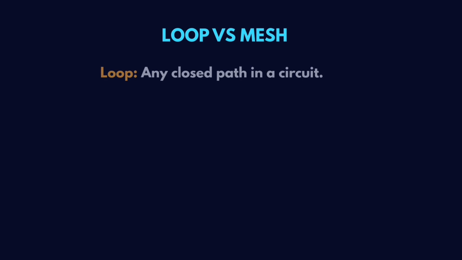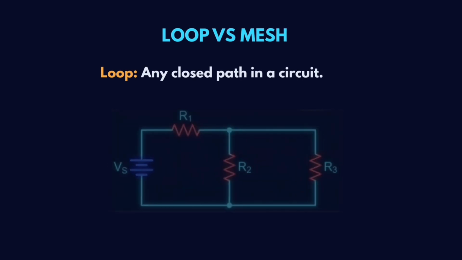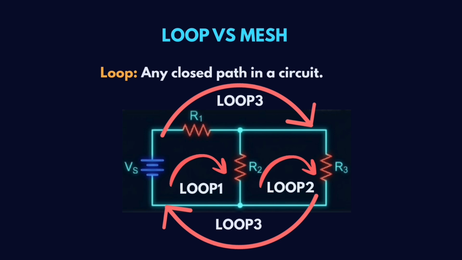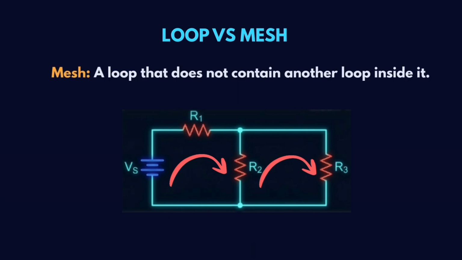A loop is any closed path in a circuit. As you can see in this particular diagram, there are a total of 3 loops. But a mesh is nothing but a loop that does not contain another loop inside it. So automatically, for the same diagram, we have 2 meshes inside the circuit.